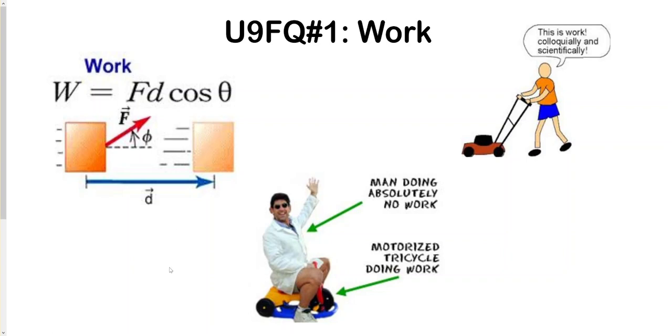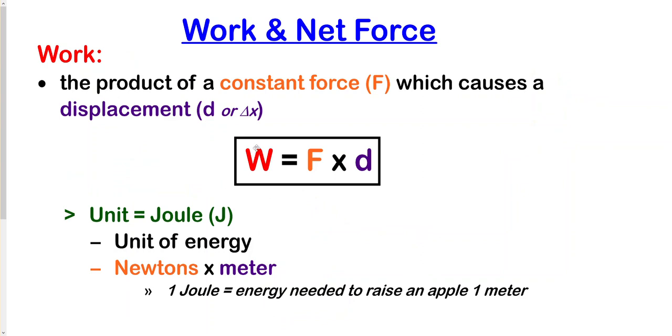The definition of work scientifically, or in the physics realm, is that work is the product of a constant force which causes a displacement. Or in other words, work is equal to force times displacement. So whenever a force is applied and it causes an object's displacement, or is related to it, that is what we would consider scientific work.